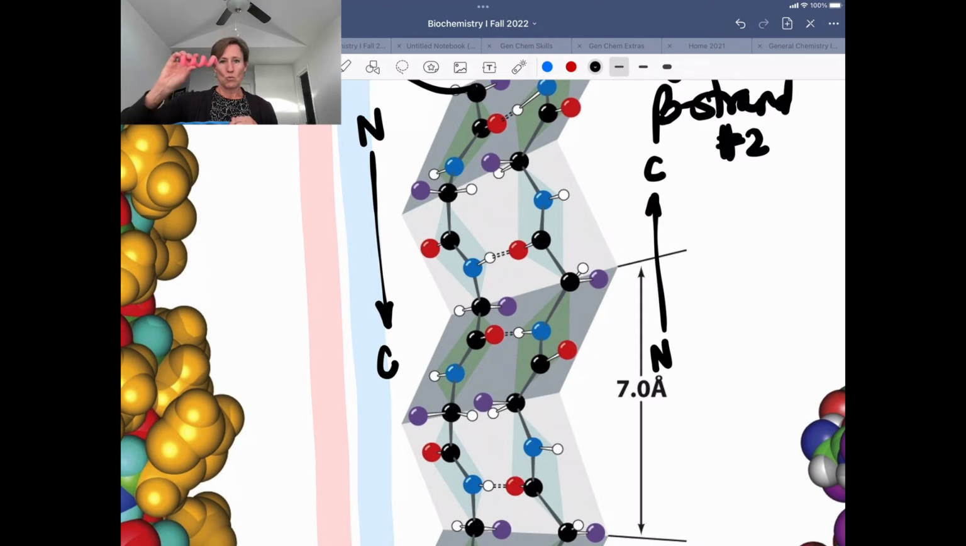Now, when I made my alpha helix, I wound it around my finger, and that had a certain repeating allowed bond angle to make a coil. It's going to be a completely different repeating allowed angle to make a beta strand, and that is going to be a zigzag. So I'm going to make a zigzag here, okay? So here is one beta strand.